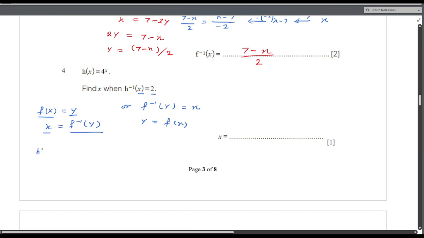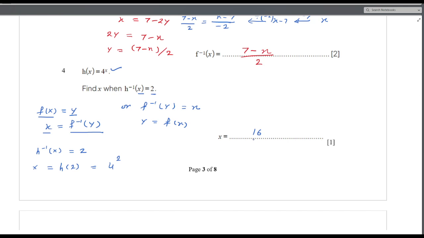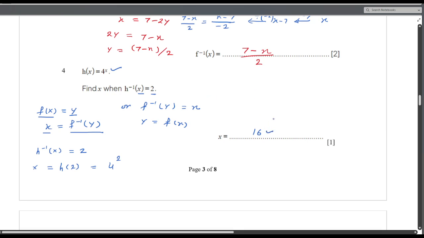So h inverse x is 2. Therefore x will be equal to h of 2, and h of x is 4 power x, so it is 4 power 2, and 4 power 2 is what? 16. If it is confusing, let me explain in some other way. The answer is 16, right?